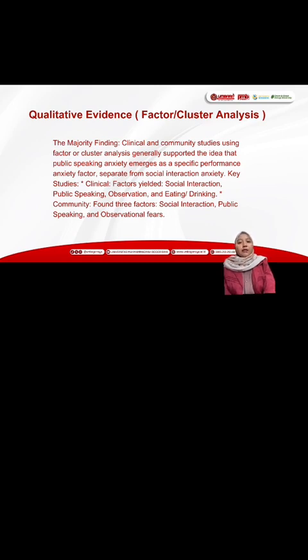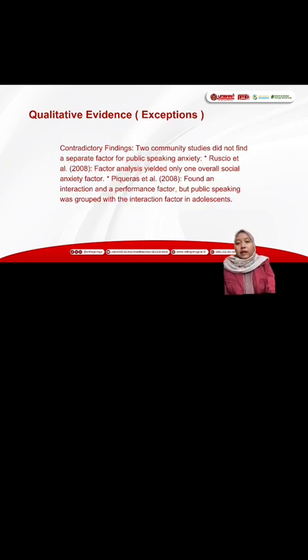Qualitative evidence, factor or cluster analysis. The majority finding: clinical and community studies using factor or cluster analysis generally supported the idea that public speaking anxiety emerges as a specific performance anxiety factor, separate from social interaction anxiety. Factors yielded were social interaction, public speaking, observation, and eating or drinking. The community study found three factors: social interaction, public speaking, and observational fears.